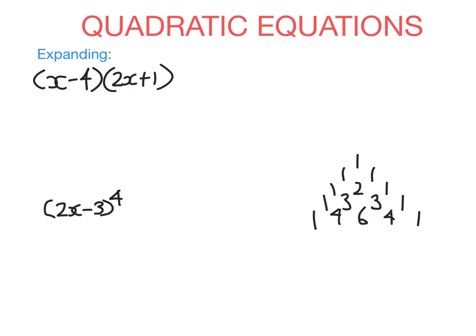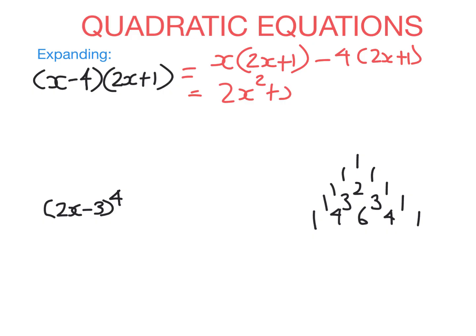We can use FOIL, or we can use the principle whereby you multiply everything in the first bracket by everything in the second bracket. If I do that second option, I take x and multiply it by the second bracket, and then take -4 and multiply it by the second bracket. So we go x times 2x, x times 1, -4 times 2x, -4 times +1. Then we make sure we collect the like terms. We get 2x squared minus 7x minus 4.